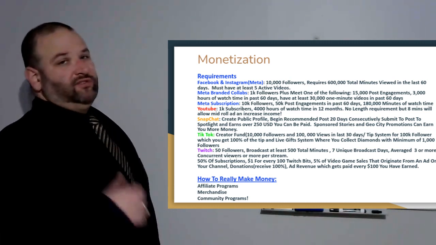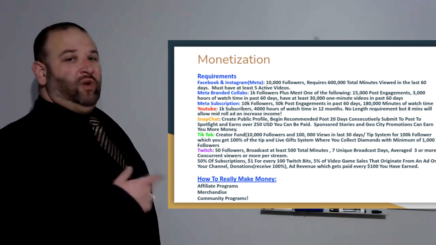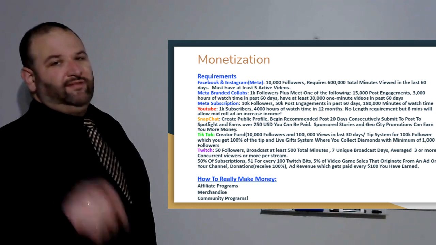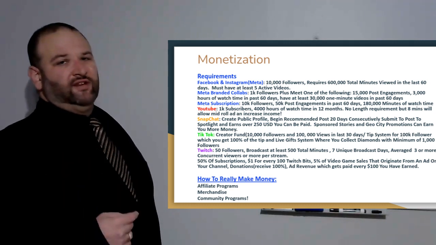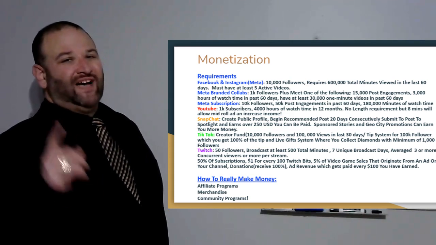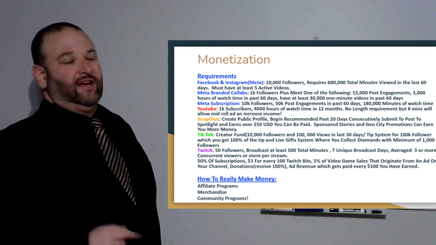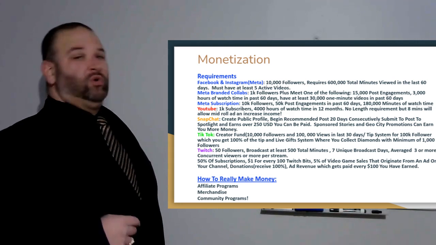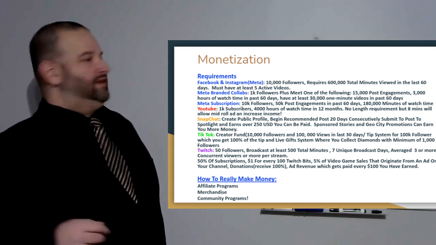When it comes to YouTube, it's a little bit of a different ballgame. You need to only have 1,000 followers, but you do have to have 4,000 hours of watch time. That's not minutes, hours. 4,000 hours of watch time. But you are able to do that over the course of the last 12 months.